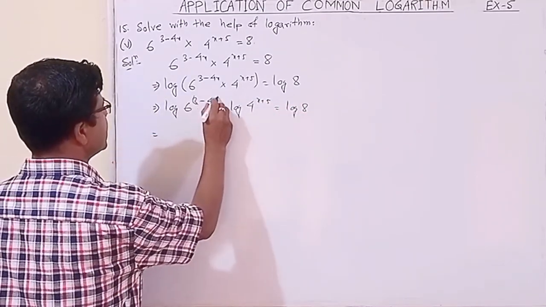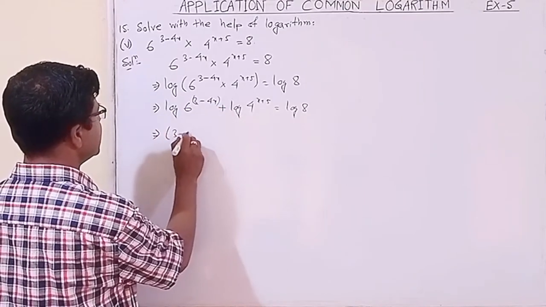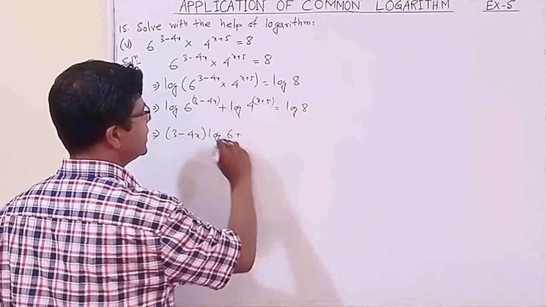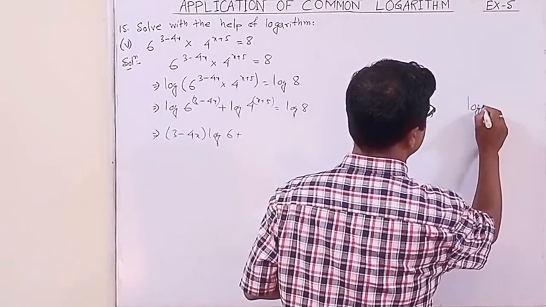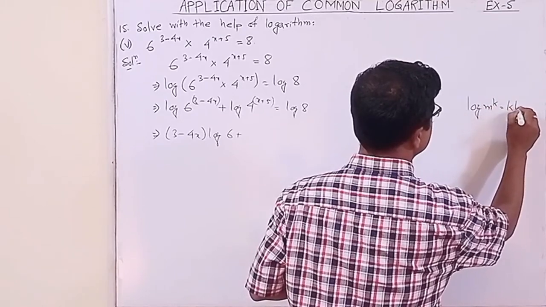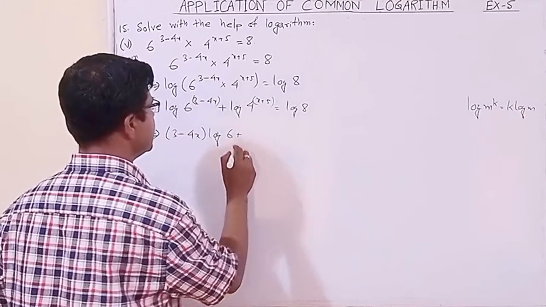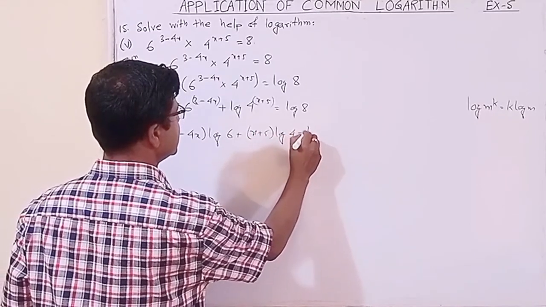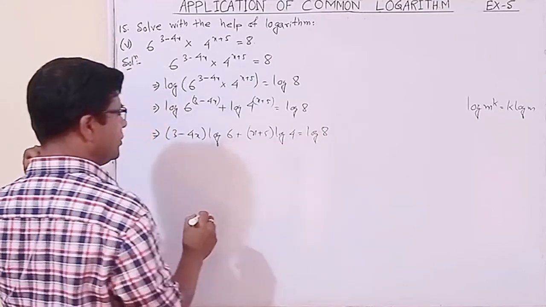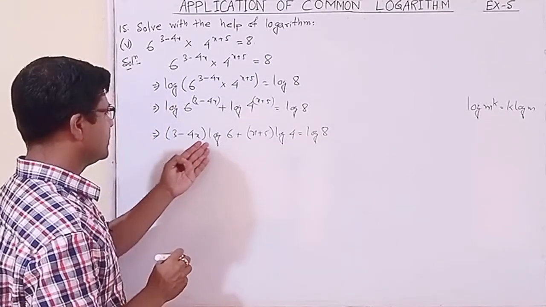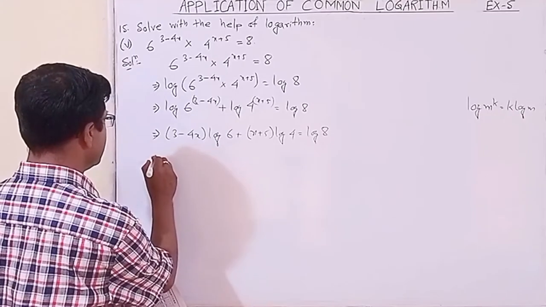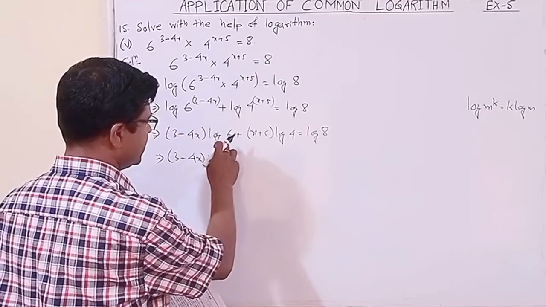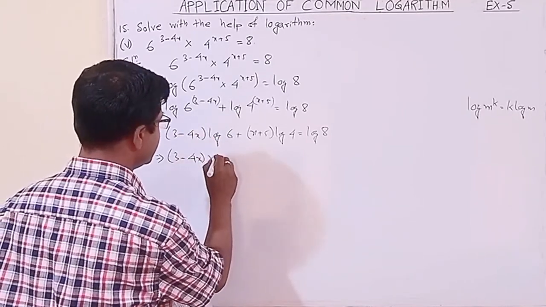Okay, now this power we can bring ahead. 3 minus 4x log of 6. This power we are using actually this formula, log of m to the power k is k into log of m. So this is x plus 5 log of 4 is equal to log of 8. What we do? Let us take the log table and we substitute the values. Okay, we have taken the log table. Now the characteristic will be, there is a single digit, so the characteristic will be 0.